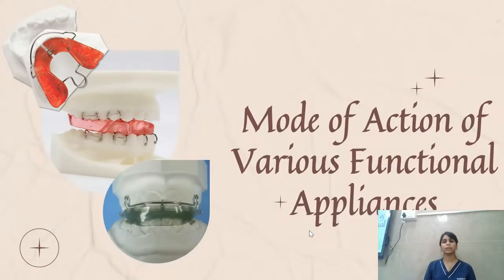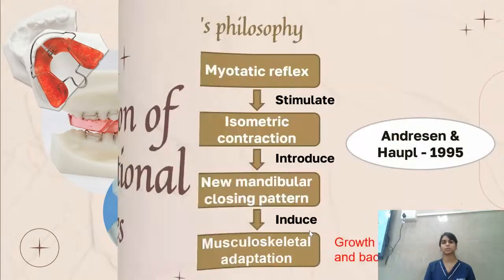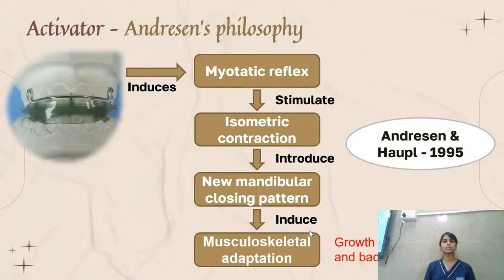After talking about the principles, let us now talk about the mode of action of various functional appliances. First, let's talk about Anderson's philosophy of the activator. According to Anderson, the activator induces a myotactic reflex which stimulates isometric contraction. I would like to recall that isometric means the length will remain the same, the tone will get altered, which will lead to a new mandibular closing pattern and induce musculoskeletal adaptation, that is growth of the condyle in the upward and backward direction. This was the earliest philosophy of the activator, given by Anderson and Hoppel in 1995.